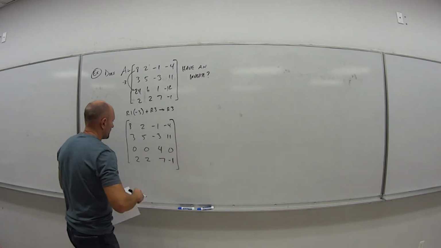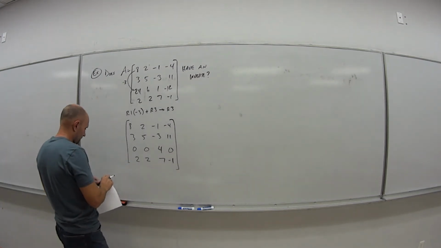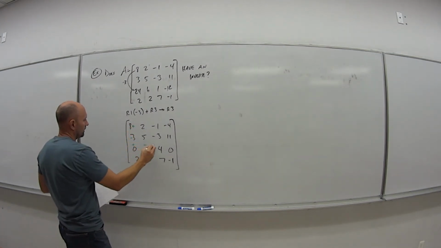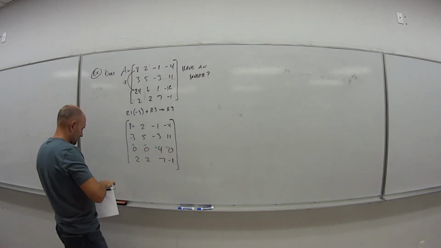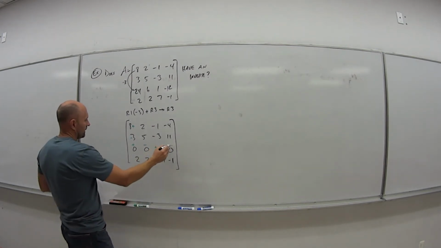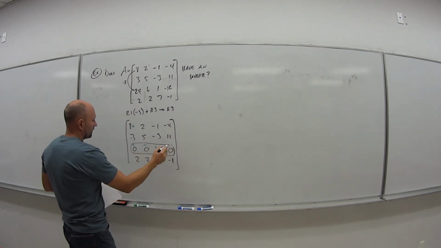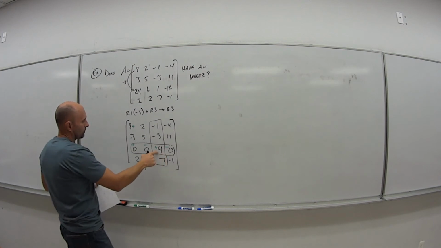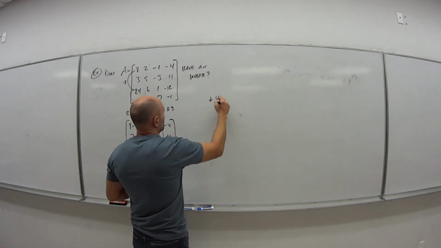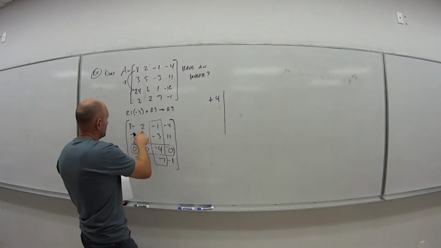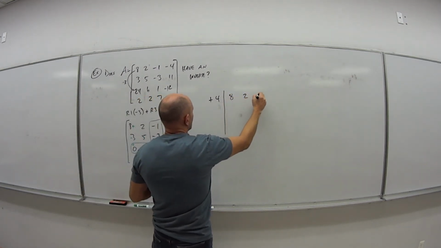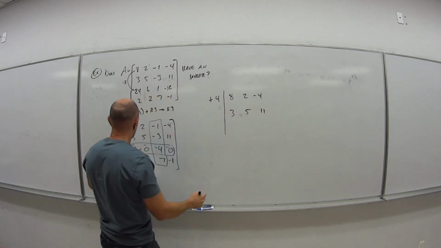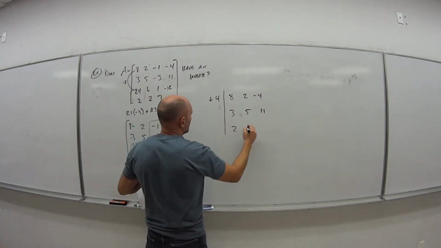So, again, my plus minuses. So we have plus, minus, plus, minus, plus, minus. So that means if I'm expanding off of this row because of all the zeros, the only one I have to worry about then is this column to do anything with, and it's a +4. So it's +4 times the determinant of what's left. 8, 2, -4, 3, 5, 11, 2, 2, -1.